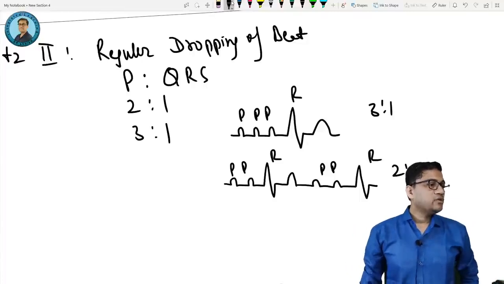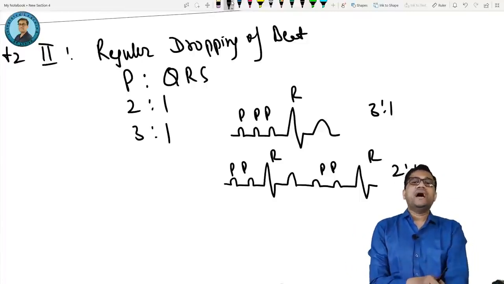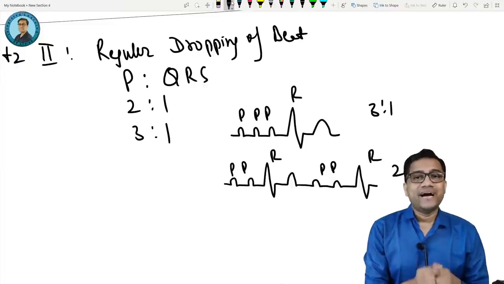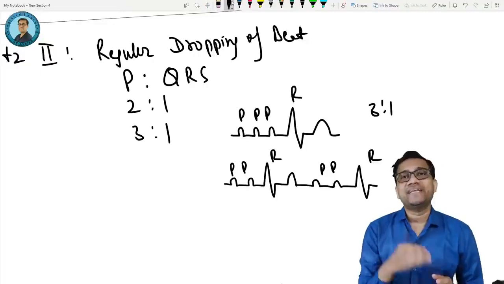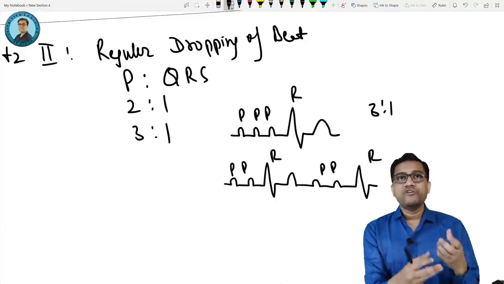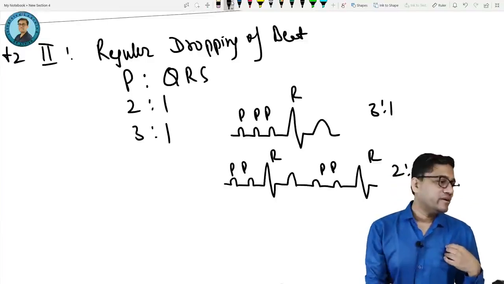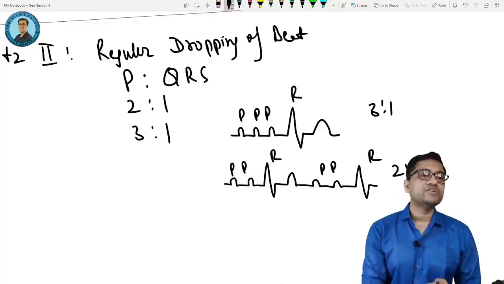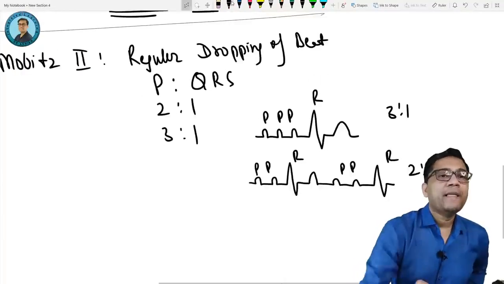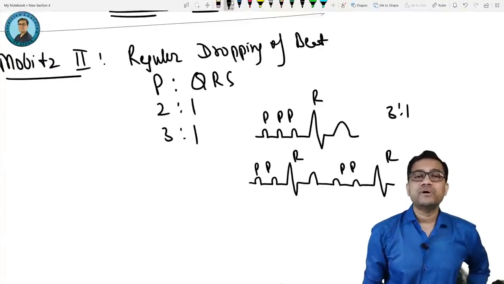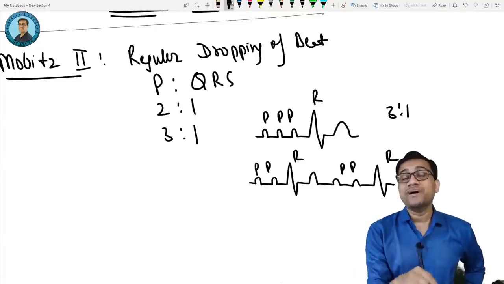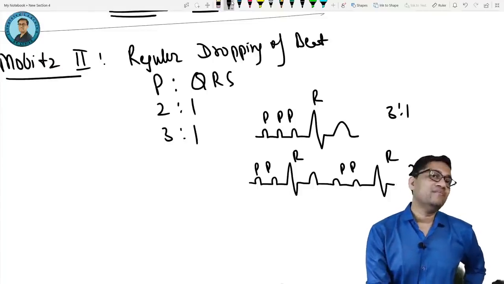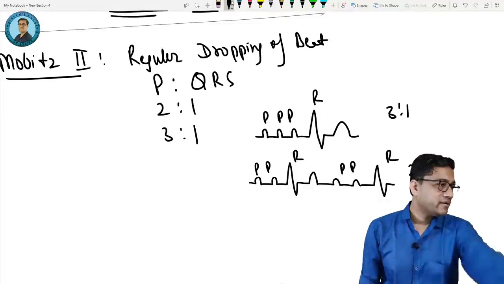So are you clear? If there are multiple P waves and few QRS, that means the impulse is getting blocked. It cannot go from atria to ventricle. So what is it called? It is called Mobitz 2. So what is Mobitz 2? The P to QRS ratio is not equal to 1, it is more than 1. It is second degree. Okay, fine.